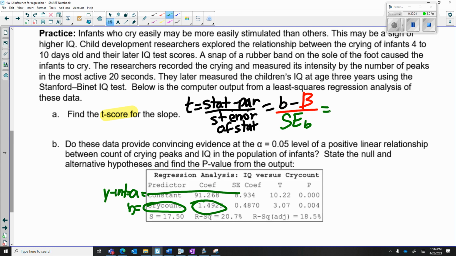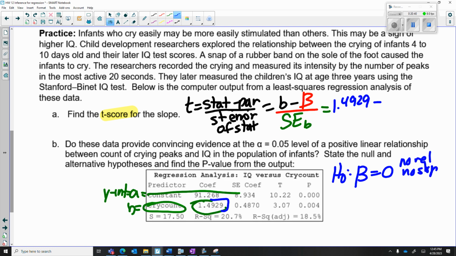So right now you're just going to plug in 1.4929 for the statistic. The parameter is beta, and in our null hypothesis, it's always assumed to be 0, meaning there's no relationship or no slope between x and y, no slope. So you put 0. You don't have to write 0. And then the standard error is right here. Boom. You just put that in the denominator, 0.4870.